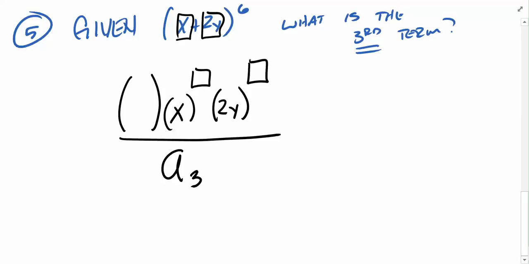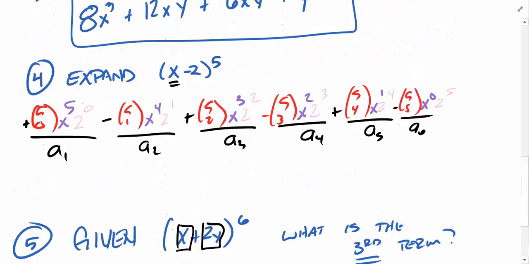I know that my binomial coefficient has to be a 6 on top. Why do I know that? Because they're all 6's, right? Because the exponent is 6, all right? Let's go back up to this example here. Let's just take a look at this one for a moment, okay?